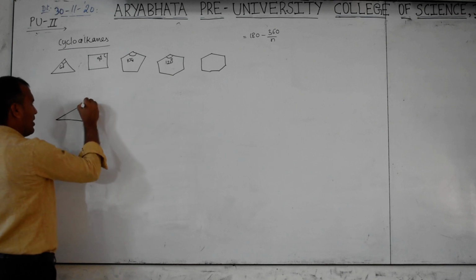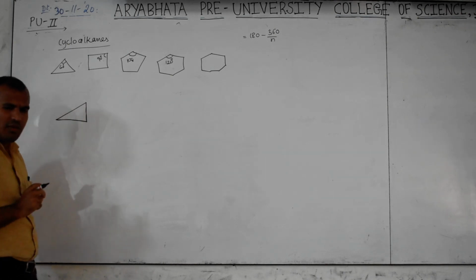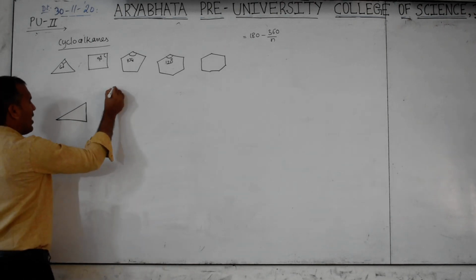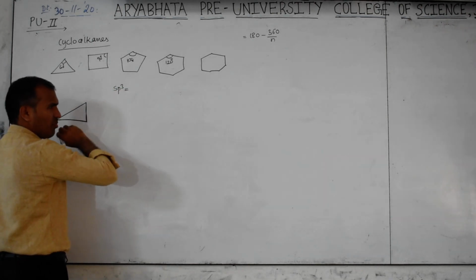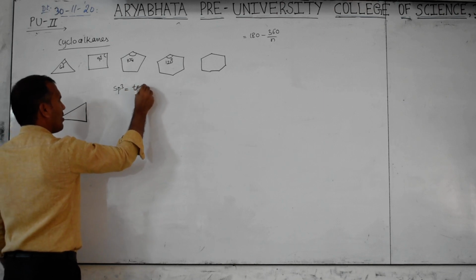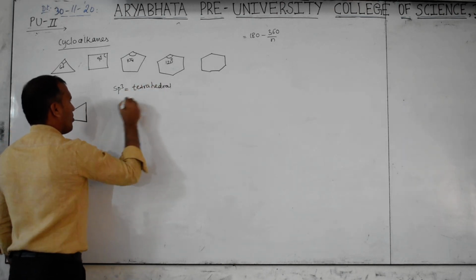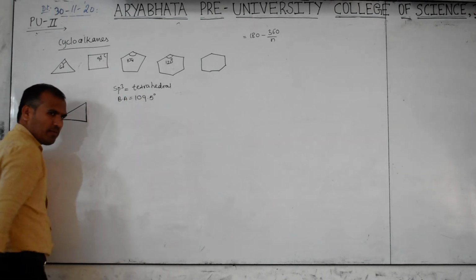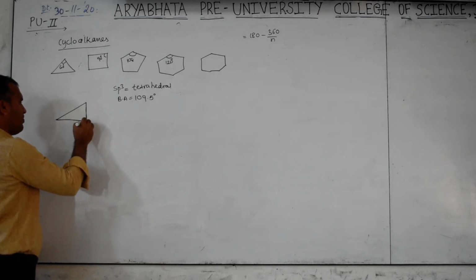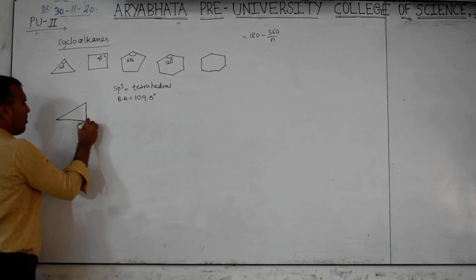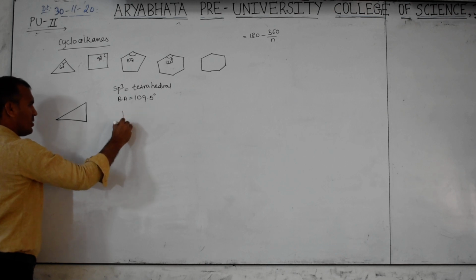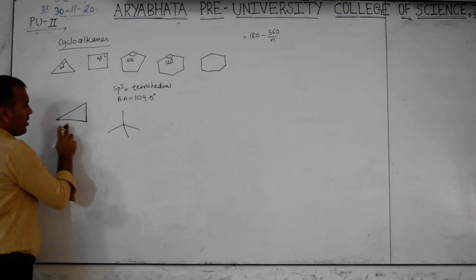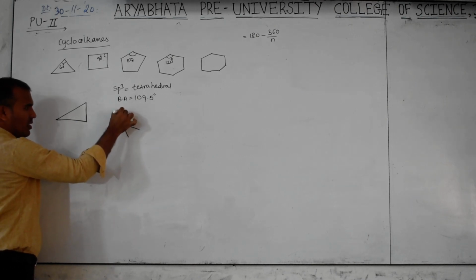Now we know that every carbon here has which type of hybridization? sp3 hybridization. If sp3 hybridization, that means tetrahedral. What is the bond angle? That is 109.5 degree. Clear? So this is considered a tetrahedral structure. Now this one as well.